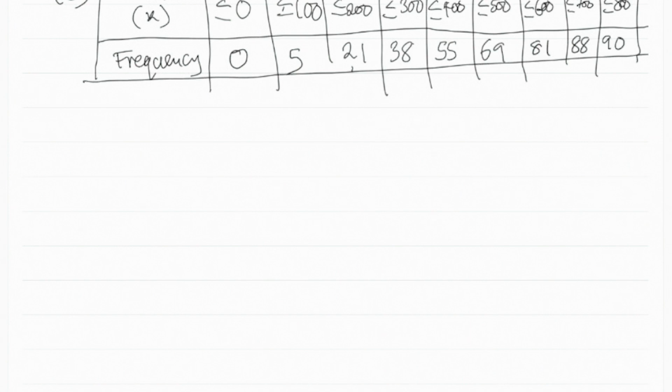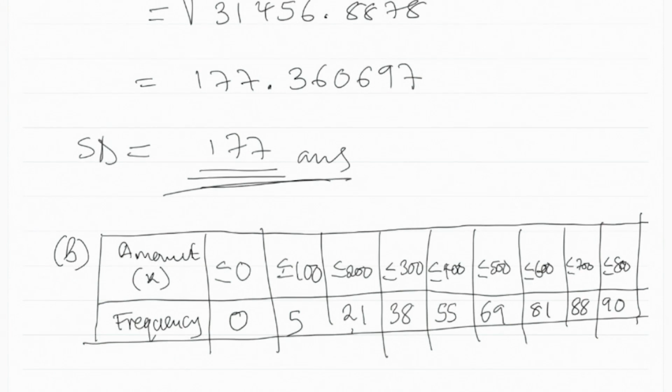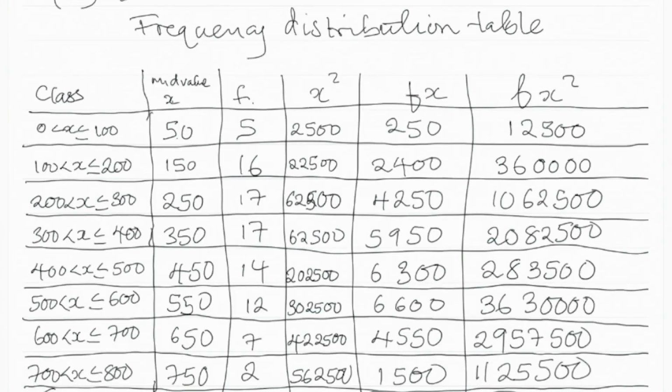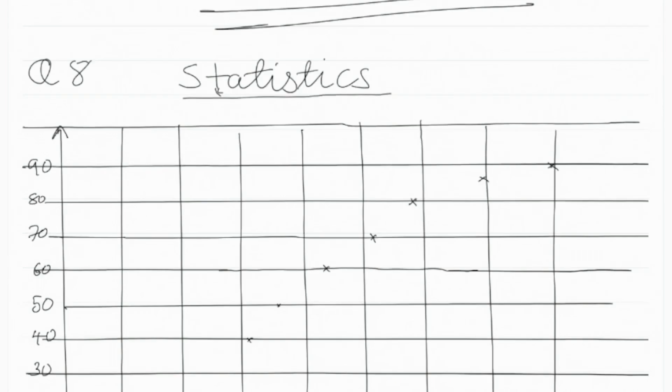Now our next question is part 2, where they are saying, using a scale of 2 centimeters to represent 100 units on the horizontal axis, the x-axis on the XY plane, and 2 centimeters to represent 10 units on the vertical axis, which is our y-axis, draw a smooth cumulative frequency curve. So let's look at how we can scale.